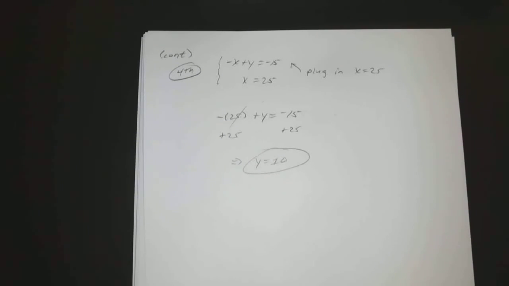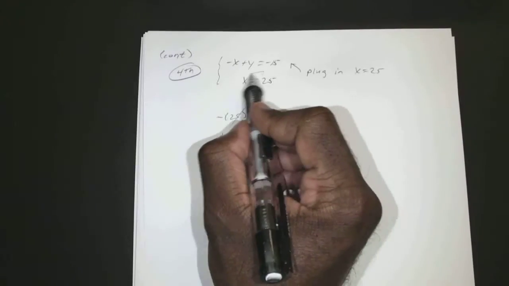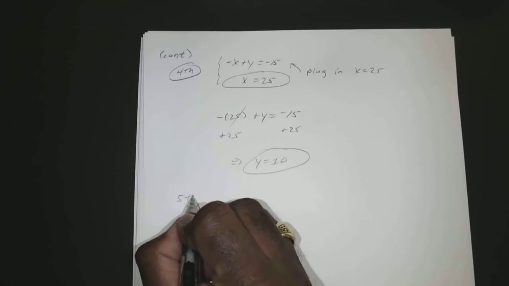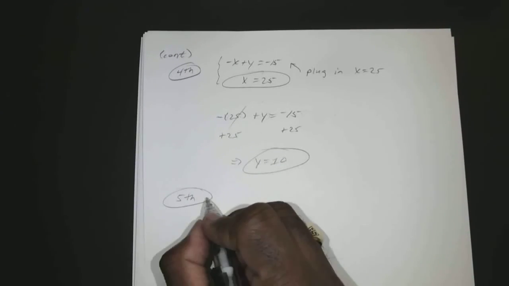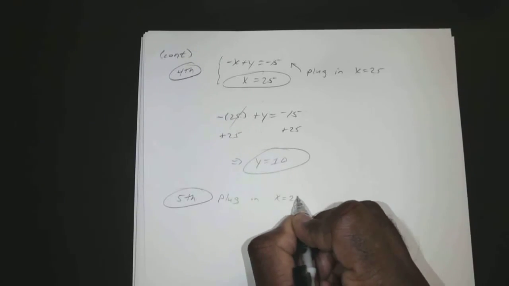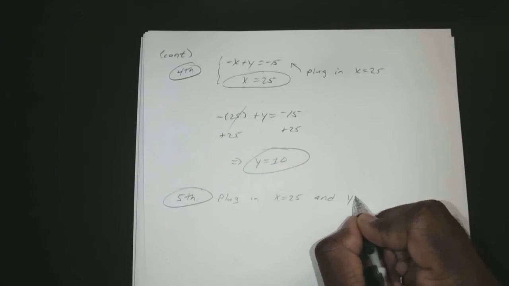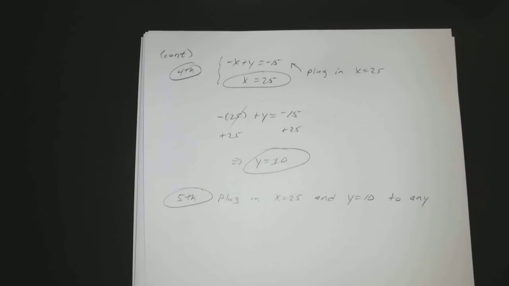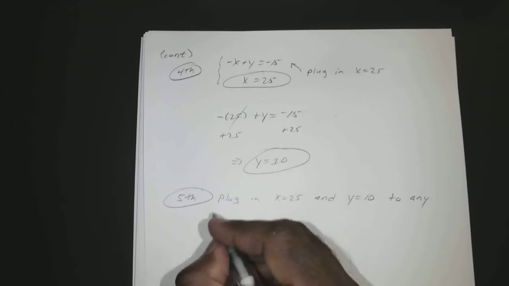Now we just go ahead and plug in our x equals 25 and y equals 10 and solve for z. Remember, it's to any original equation, so you have to go back to the beginning.